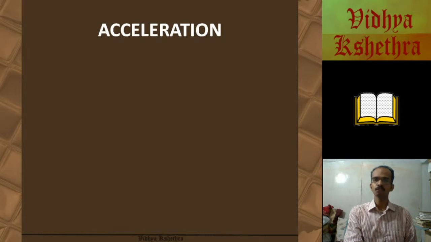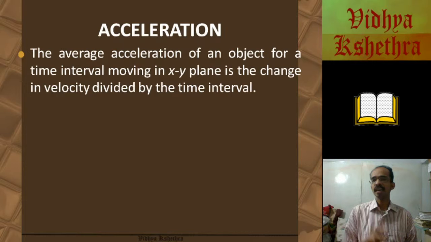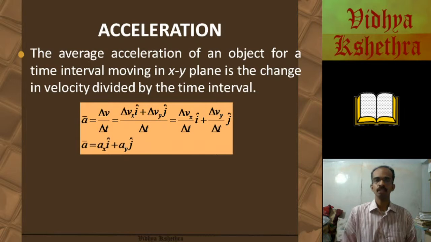Now acceleration. In the case of acceleration also, we can see two components, that is in the x direction as well as in the y direction, just like in the case of velocity. The average acceleration of an object for a time interval moving in an x-y plane is the change in velocity divided by the time interval. That is, a is equal to delta v by delta t, which is equal to delta vx i plus delta vy j by delta t, which is equal to delta vx by delta t plus delta vy by delta t. Two components of acceleration are ax and ay.